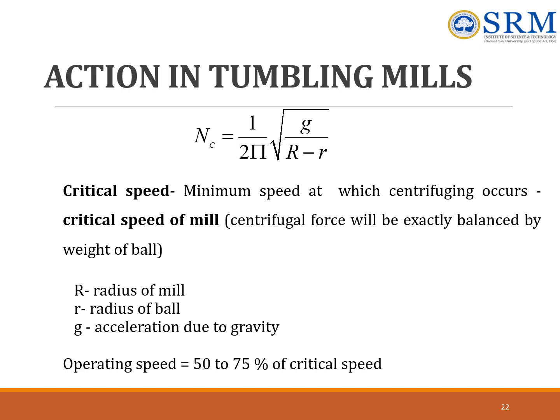It can be computed from the formula Nc = 1/2π × square root of g/(R − r), where capital R is the radius of the ball mill, and small r is the radius of the steel ball which is placed inside the ball mill. So from this we will get the critical speed of the ball mill and hence the operating speed.